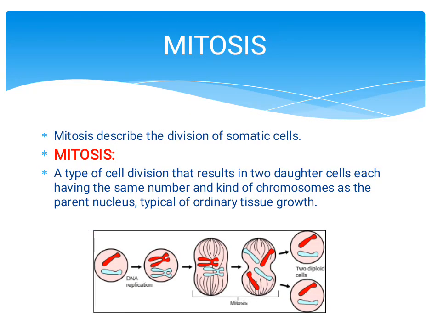Mitosis. It describes the division of somatic cells, a type of cell division that results in two daughter cells, each having the same number and kind of chromosomes as the parent nucleus.